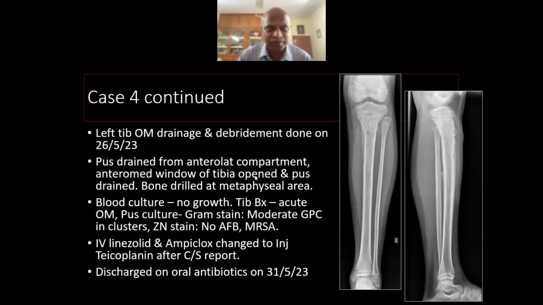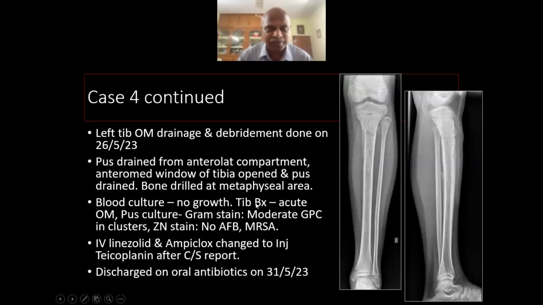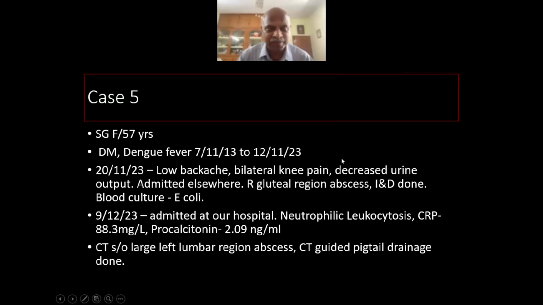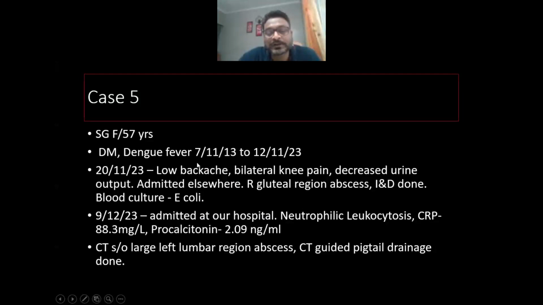So an extensive drainage and debridement was done for her, and this again was a Staph aureus MRSA involvement, and the appropriate antibiotics were changed once the culture sensitivity report came back, and she was managed well. And this is just a radiograph a month later where you can see lamellated periosteal reaction consequent to the osteomyelitis. Again, another case, and this is the last case, and I will end after that.